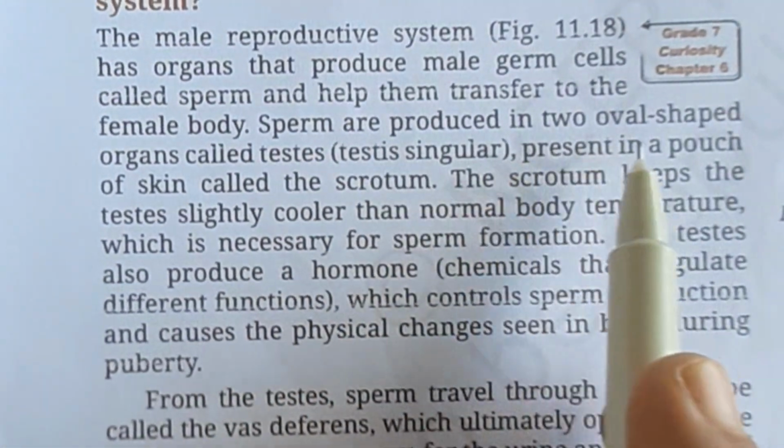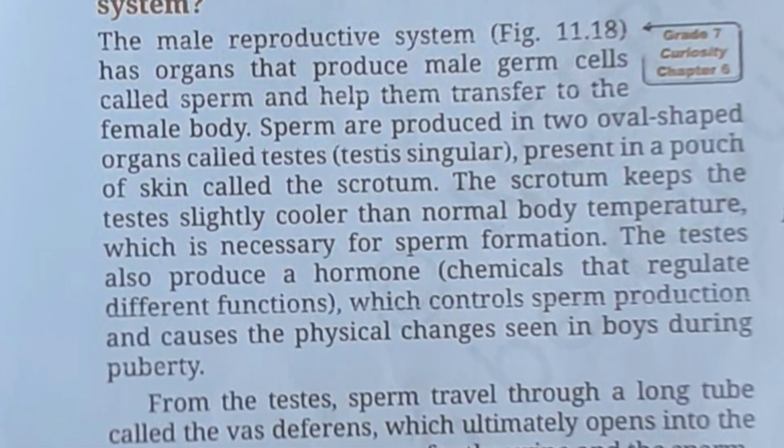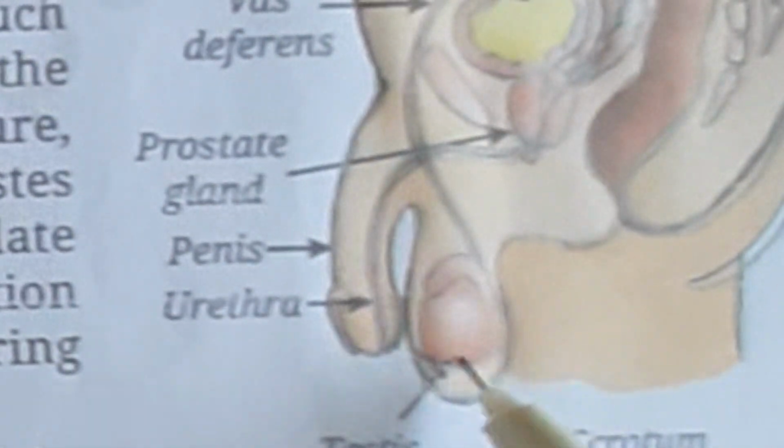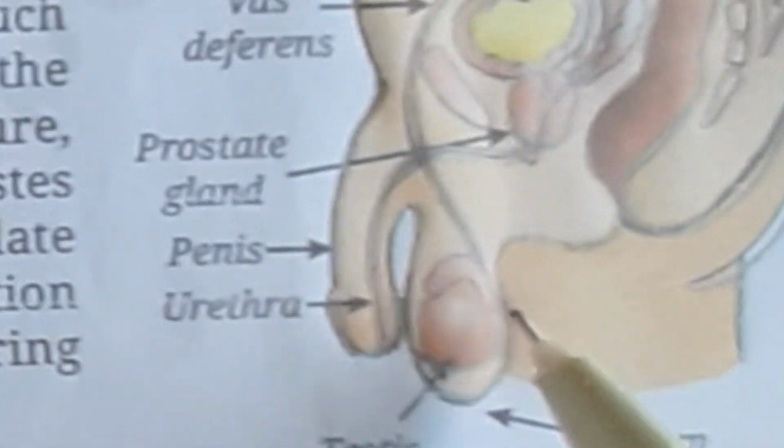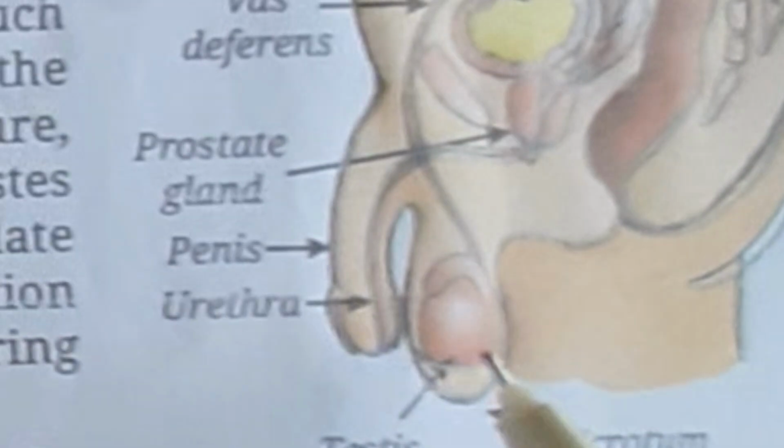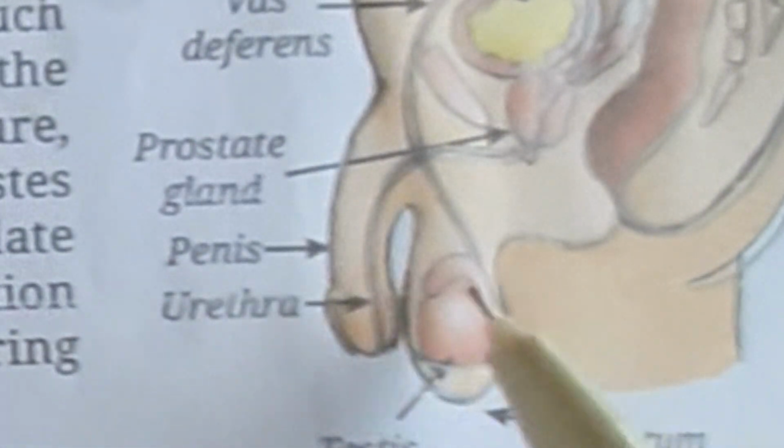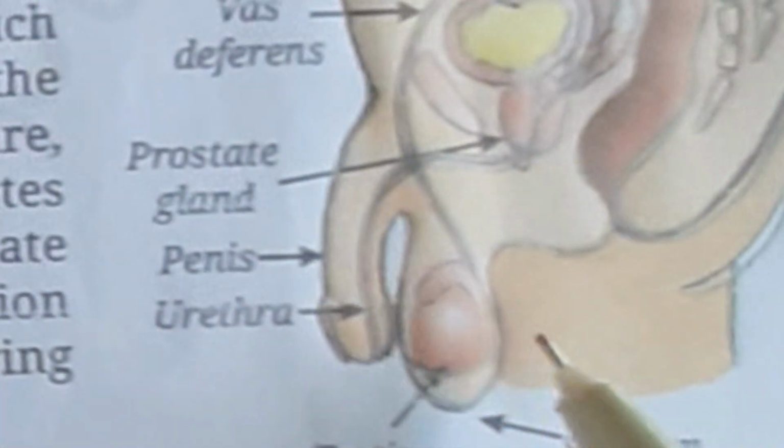Sperms are produced in oval shaped organs called testes. So here the testes are present, which are oval shaped. They are in pairs, two in number. So sperm is produced in the testes, and these testes are carried in the scrotum.